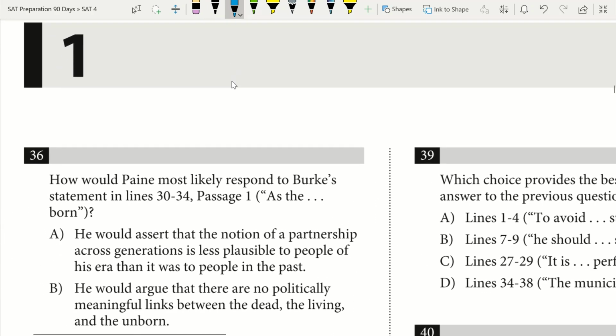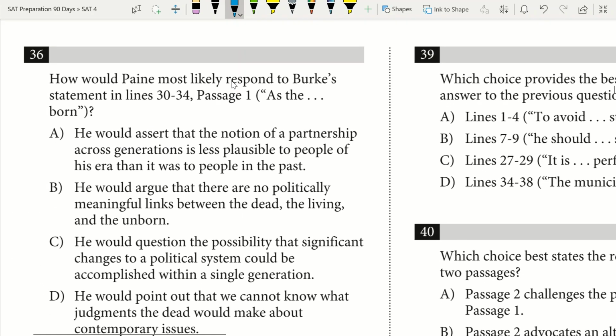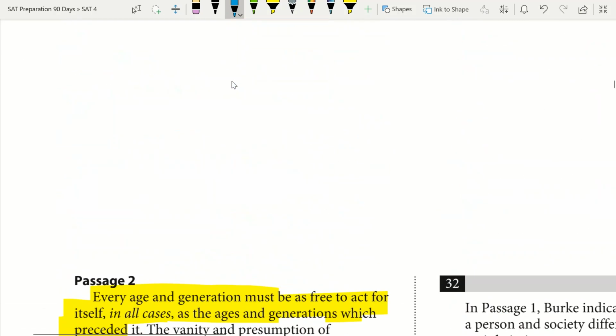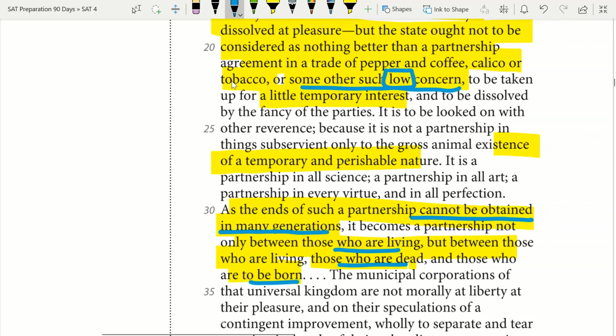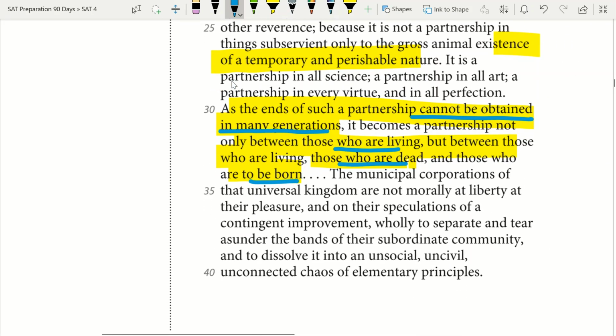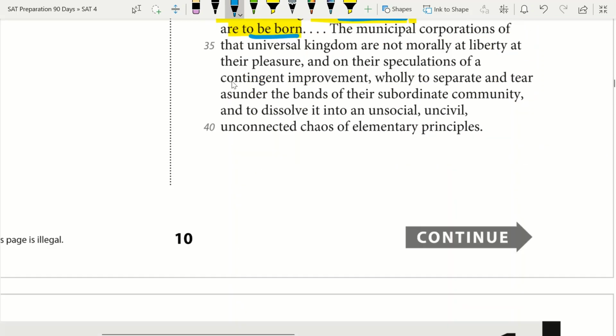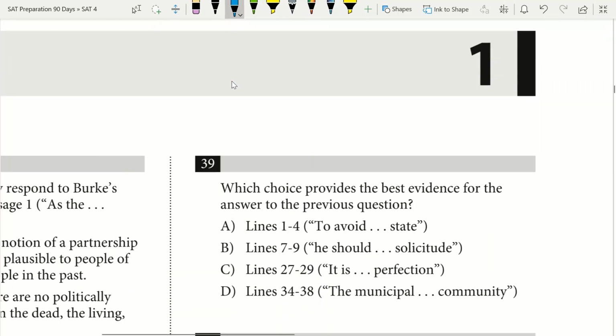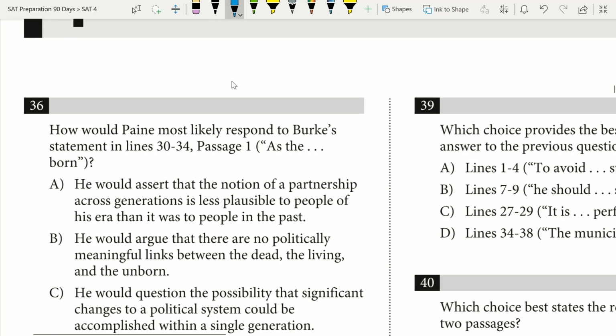All right, now we got question 36. How would Paine most likely respond to Burke's statement in lines 30 to 34 from passage 1? Well, let's take a look at that statement. So it's lines 30 to 34. We have, as the ends of such a partnership cannot be obtained in many generations, it becomes a partnership not only between those who are living, but between those who are living, dead, and unborn. Okay, well, that's saying that that partnership or that agreement exists across generations.